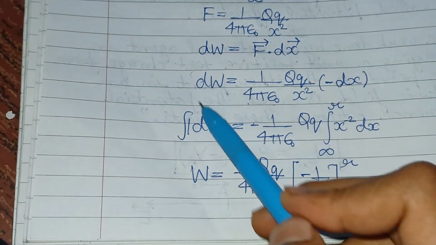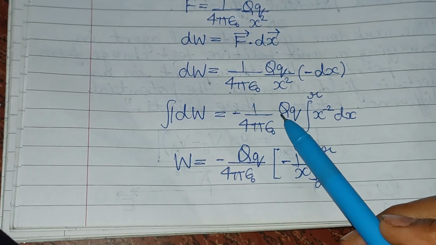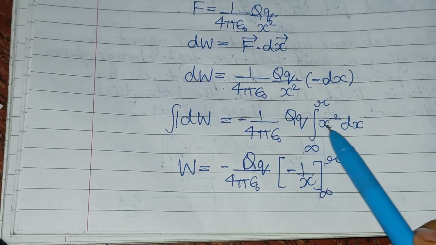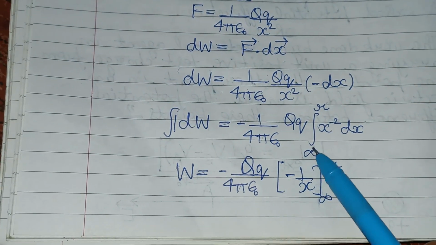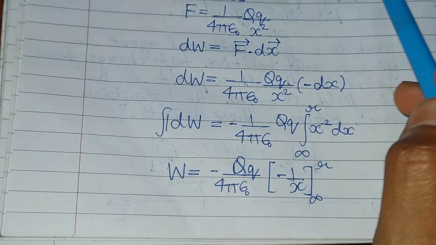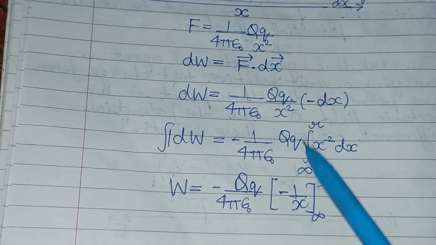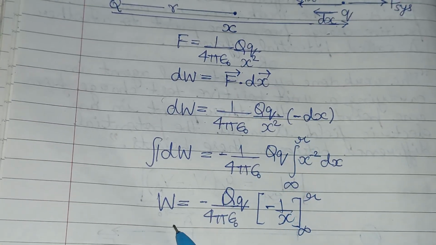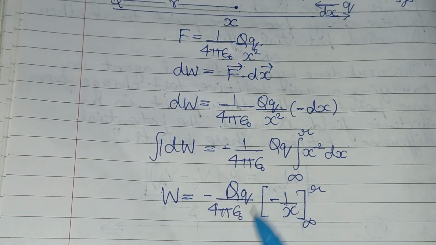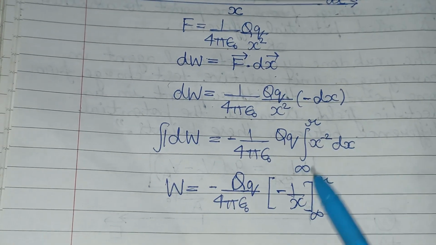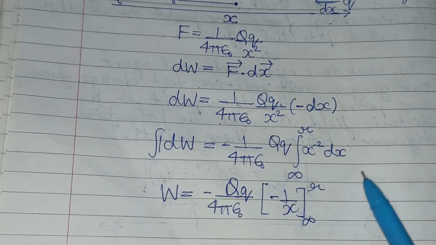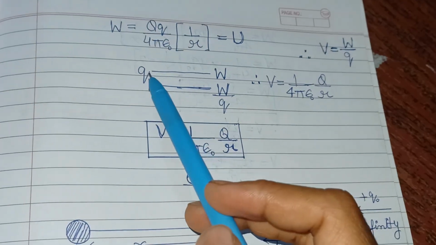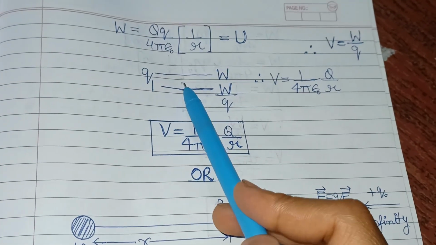Then the integration: dW is equal to minus 1 upon 4 pi epsilon naught q into q, x to the power minus 2 dx. The charge is taken from infinity to the point at distance r, so the limits are infinity to r. Work done is equal to minus 1 upon 4 pi epsilon naught q into q, minus 1 upon x, by the integration power rule, x to the power n plus 1 upon n plus 1, so minus 1 upon x from infinity to r. W is equal to q into q upon 4 pi epsilon naught r.